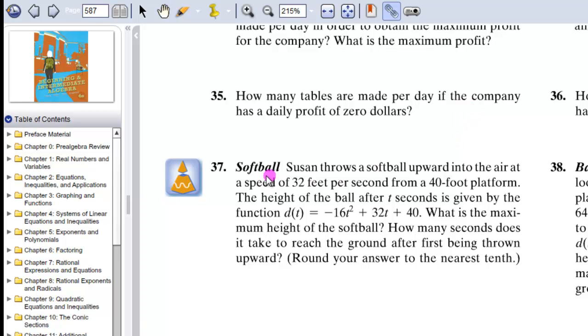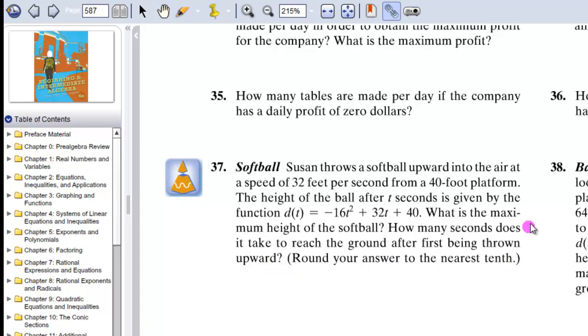So let's read this one. It's number 37. Susan throws a softball upward into the air at a speed of 32 feet per second from a 40-foot platform. The height of the ball after t seconds is given by the function d of t equals negative 16t squared plus 32t plus 40. What is the maximum height of the softball, and how many seconds does it take to reach the ground after first being thrown upward? Round your answer to the nearest tenth.